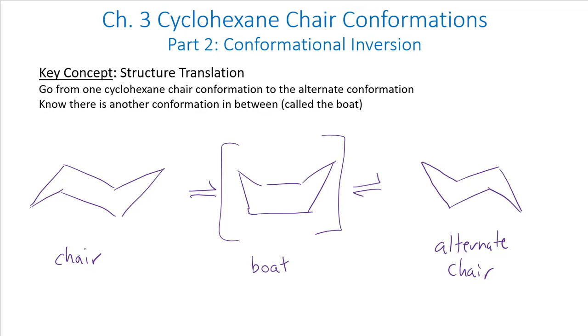So the cyclohexane molecule will spend most of its time in one or the other of the chairs, sometimes transitioning in between through a conformation called the boat. There's actually also a so-called twist boat on either side of the boat in between the chairs, but that's getting really complicated. So let's take a look at some models.